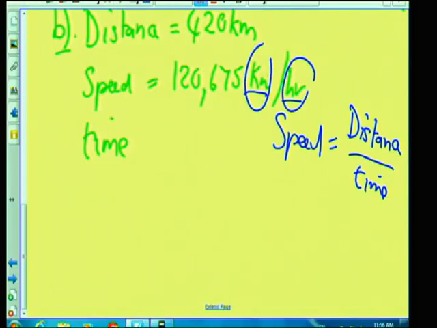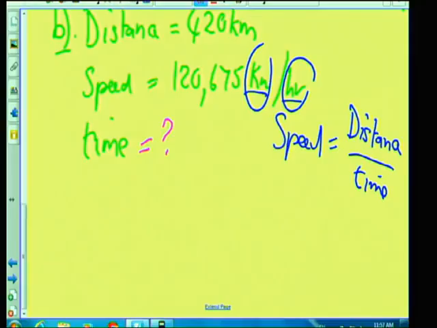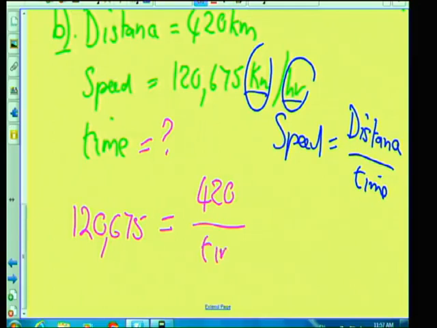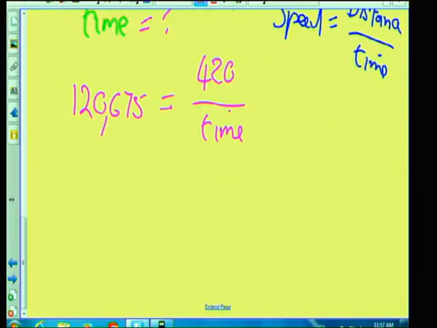We want time. Now, if I'm going to do this sort of calculation, I don't know time at the moment. What I'm going to do is substitute into that little equation first of all, and then work out what time is. Time isn't known, so I'm going to put down my speed, and I'm going to say 120,675 is equal to my distance, which was 420, and my time, I don't know. So how am I going to get time by itself?